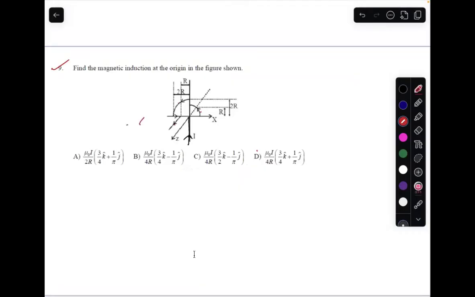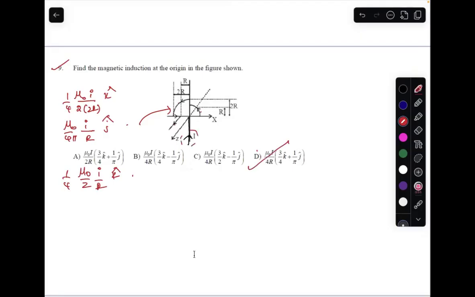By taking careful observations, I am taking one after the other. Please remember, I am first taking this one. That will contribute in the k cap direction, the quarter circle: mu naught I by 2 times R in the k cap direction. Now again the straight line: mu naught by 4 pi I by R. Which direction? Upwards, meaning j cap. And one more again in the positive Z direction: 1 by 4 mu naught by 2 I by R k cap. So j cap, k cap terms. So you'll get option D for this.